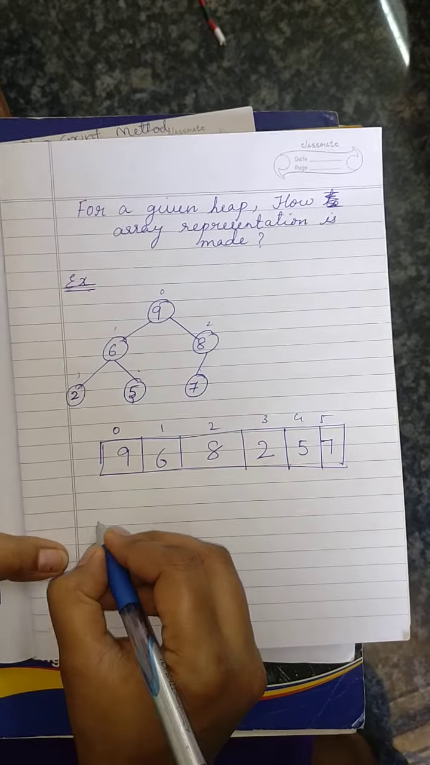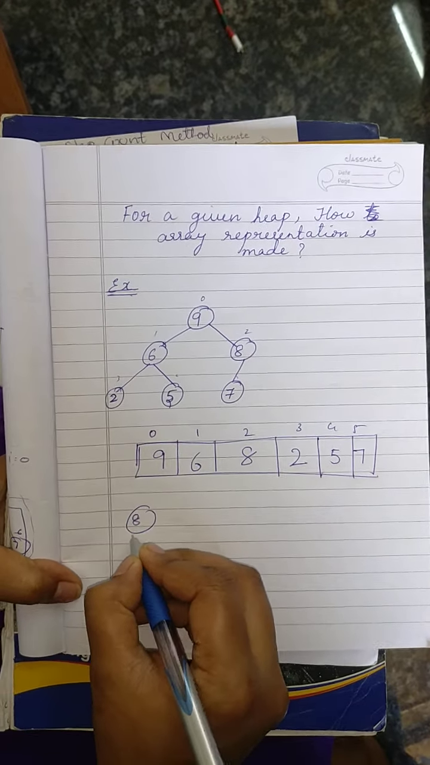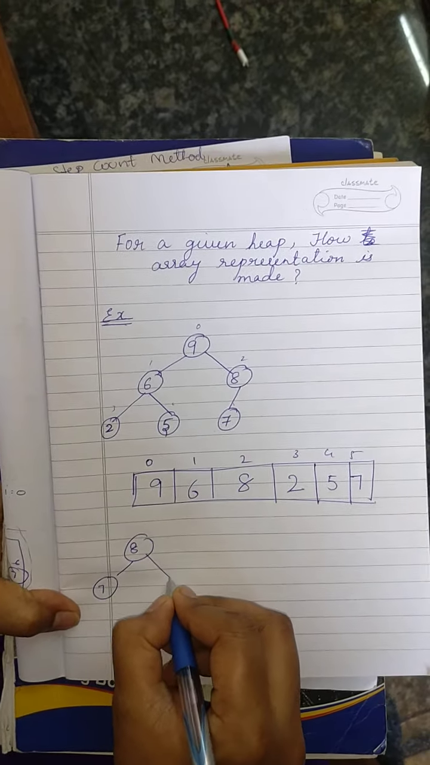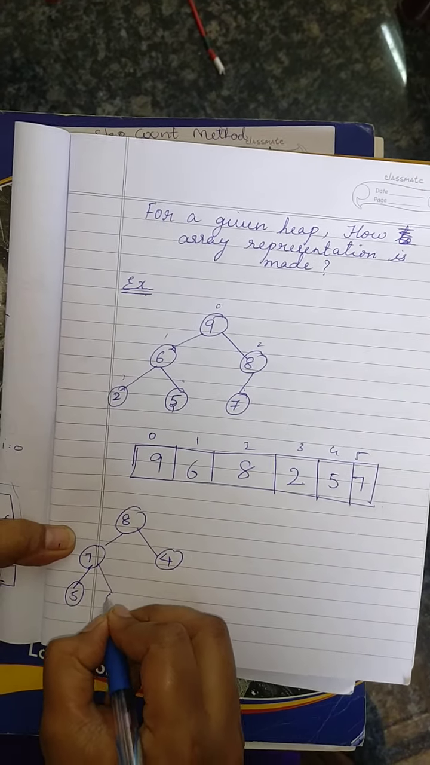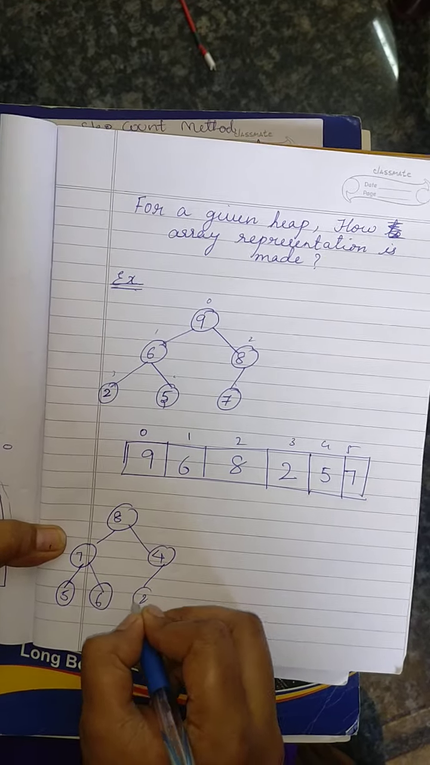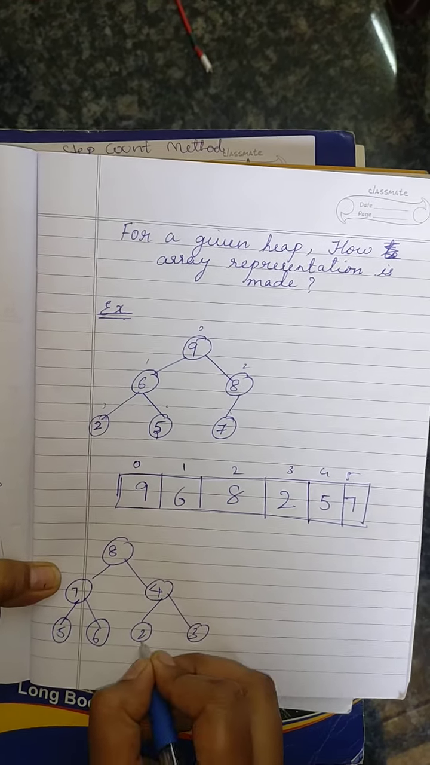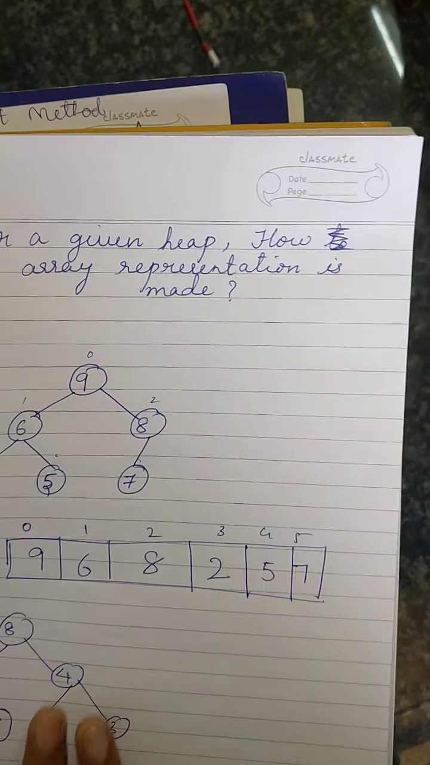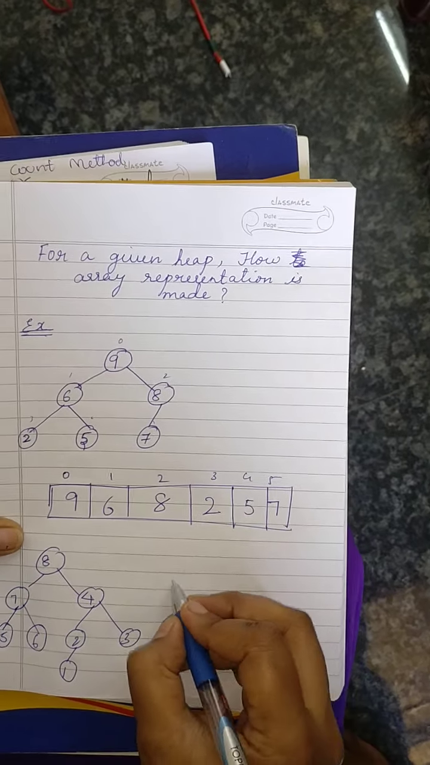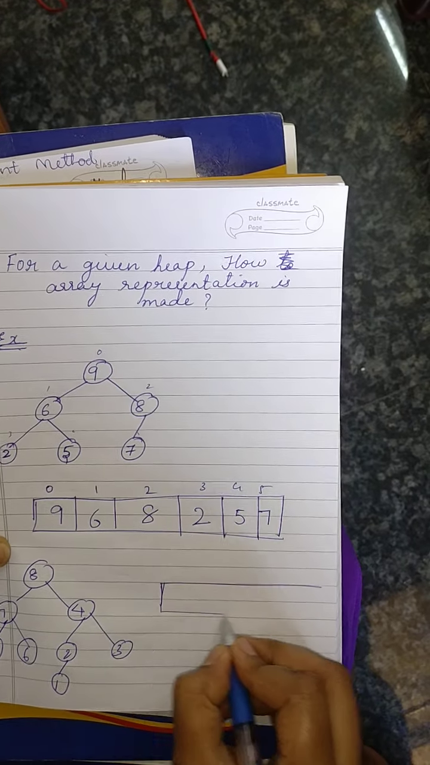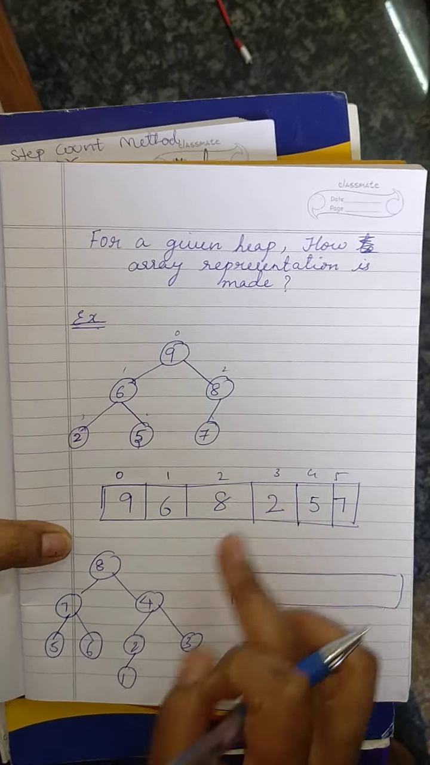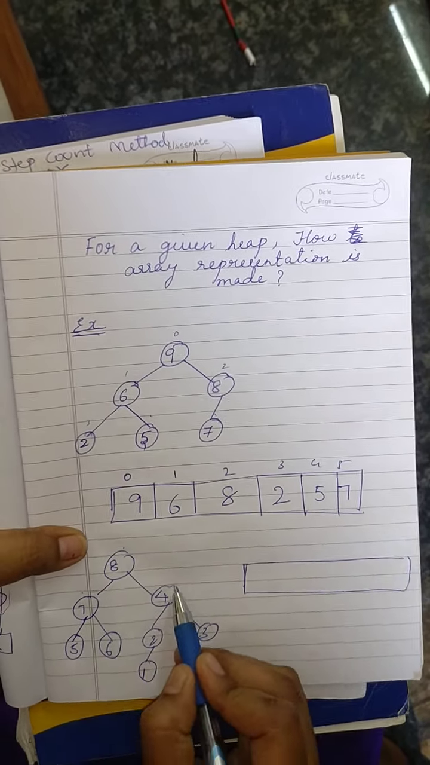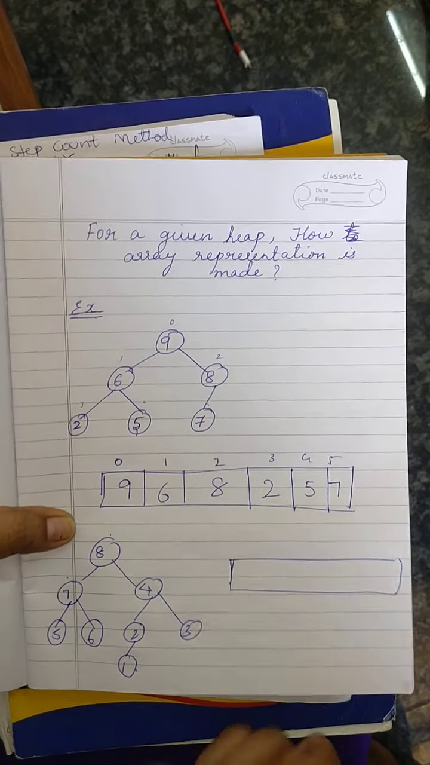Now I will take one more example. Okay, I have something like 8, 7, 4, 5, 6, 2, 3. Here I will take 1. See, this will be the best example for you. Okay. Now, I want to represent it in the form of an array. Now, if I represent it like this, naming 0, 1, 2, 3, 4, 5, how many will you get? 0, 1, 2, 3, 4, 5, 6, 7 you will name it.